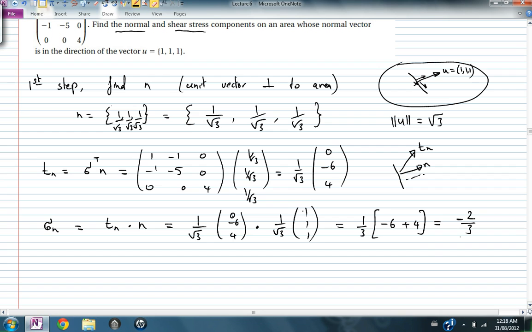Negative means compression, which means that the vector Tn is opposite to n. Basically, if this is n, Tn is in the opposite direction, or it has a component that opposes n. So it's a compression on the surface.